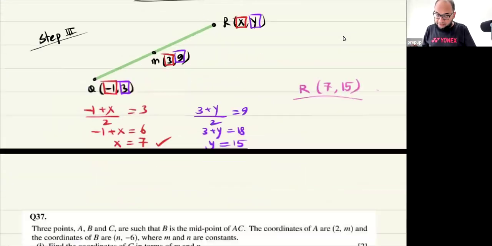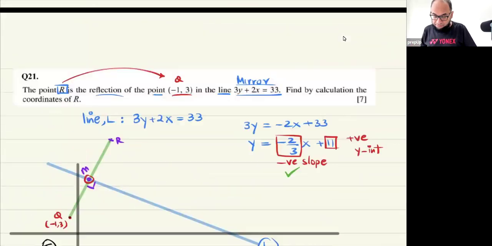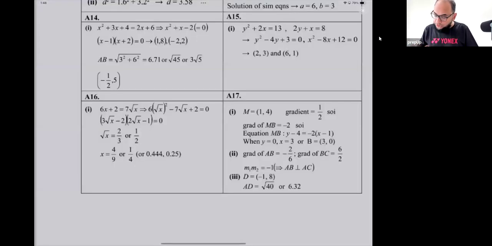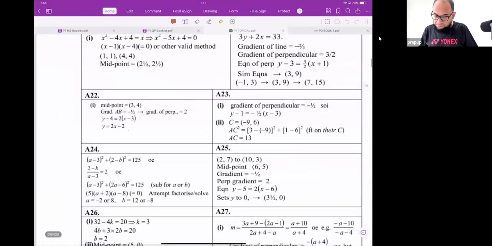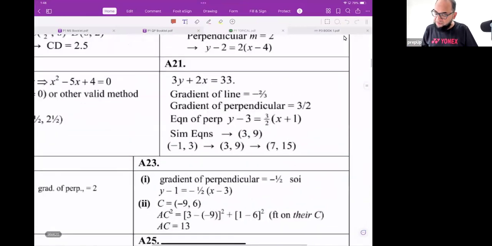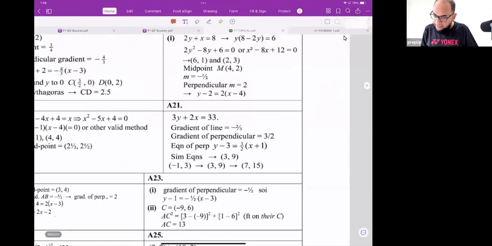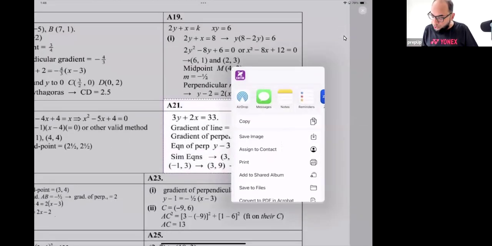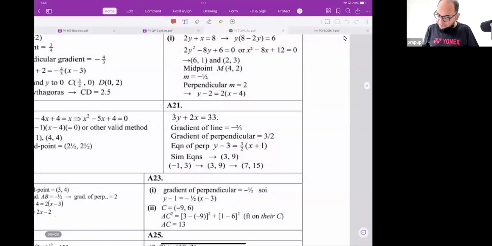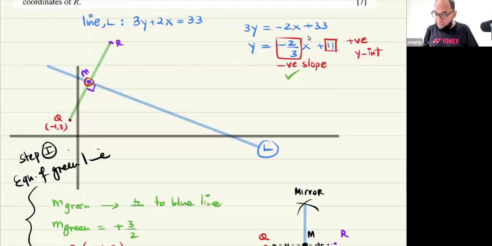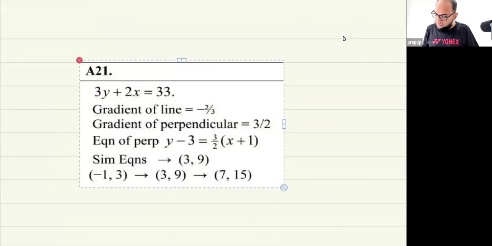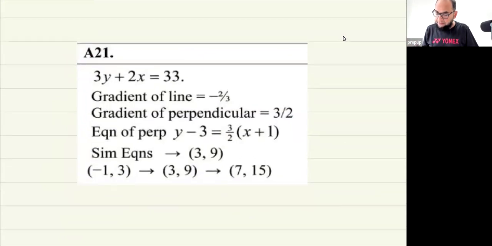Let me double check the answer. This is question number 21. So question 21, (7, 15), that is the answer. Now look at the mark scheme. They don't give much information in the mark scheme. You have to think. You don't have to be dependent on the mark scheme. Mark scheme is for checking. So let me insert it over here, and that is the answer.